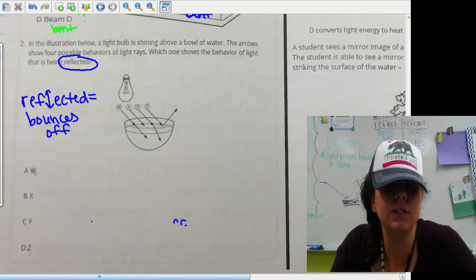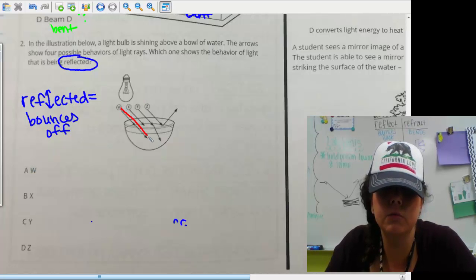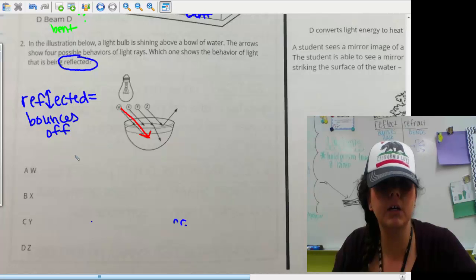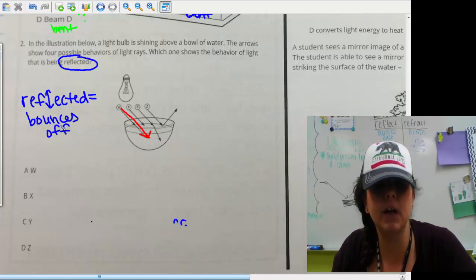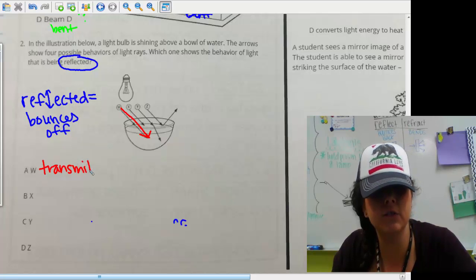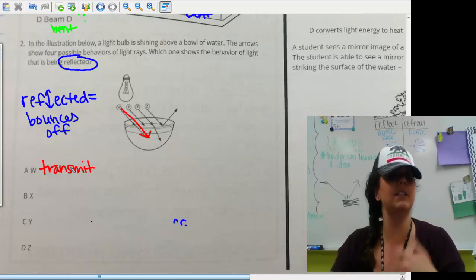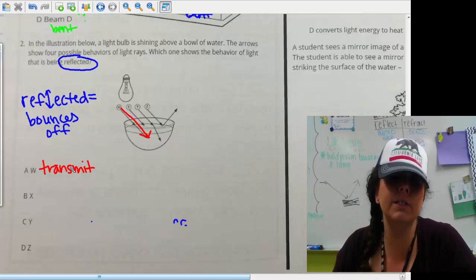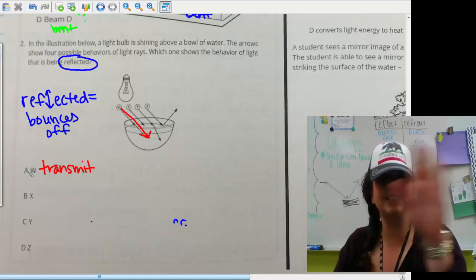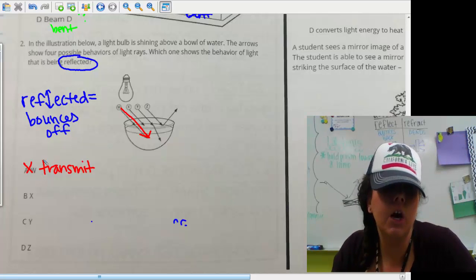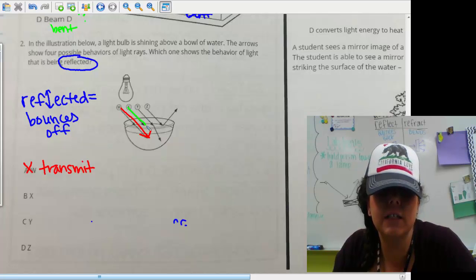So let's start with W. W goes through the water in a straight line. Is that bouncing off? No, that's what? Transmit. And again, I'm going to label my answer choices so that I can just double check myself and prove it 100%. Okay, so am I looking for transmission? Nope. So what do I say? Goodbye.